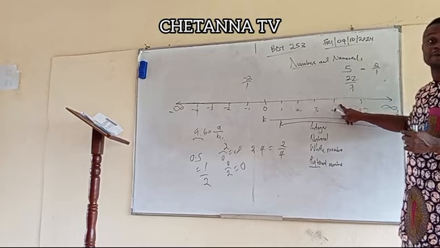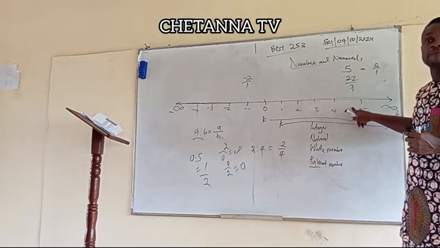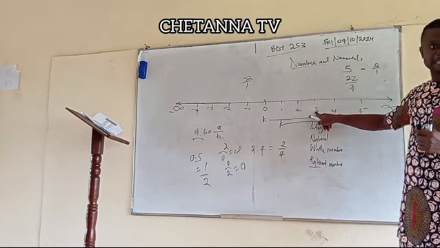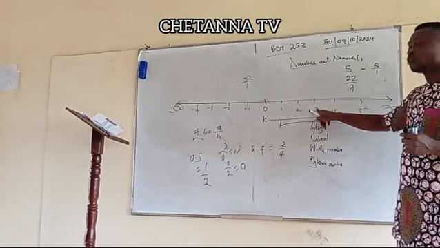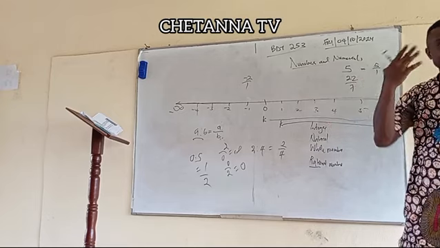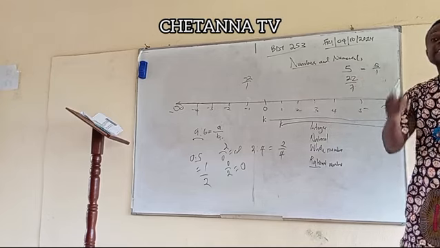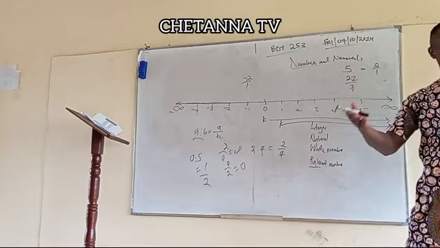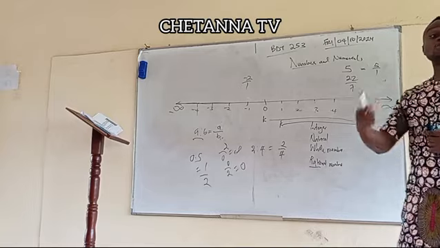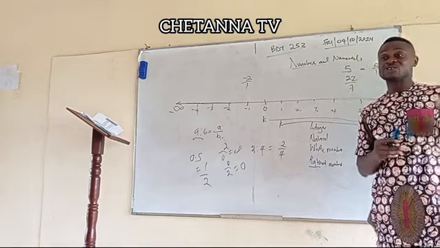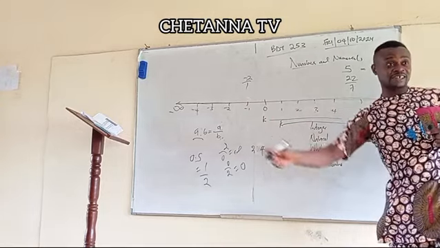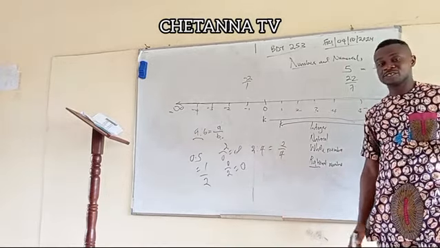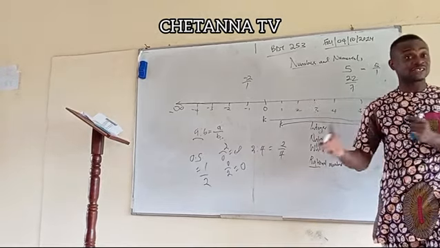4 point something lies between 4 and 5. 3 point something means that it's less than 4 and above 3. That's the meaning. So 22/7 lies between 3 and 4. It's not an integer, but it's a rational number. It's not even discrete. It's continuous. So 22/7 is a continuous rational number. Am I communicating? So you can also have a continuous rational number.